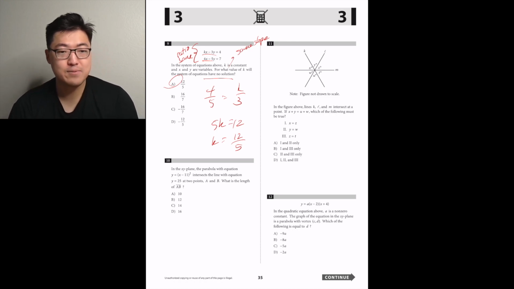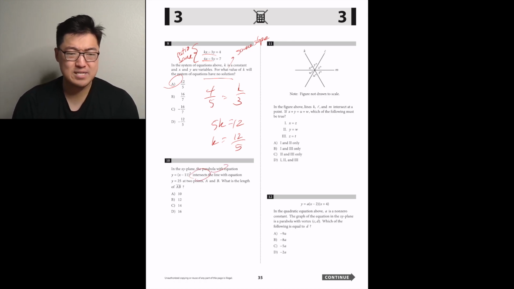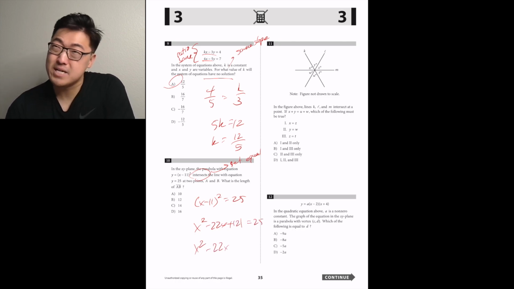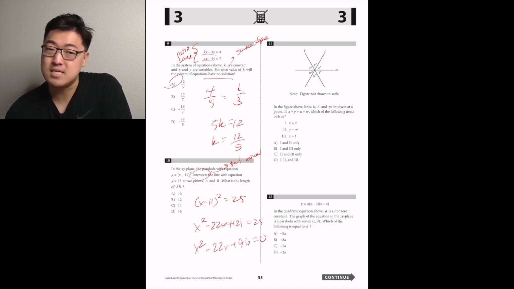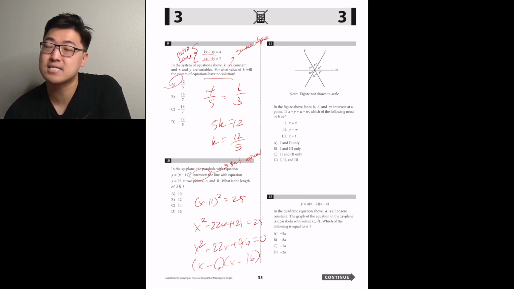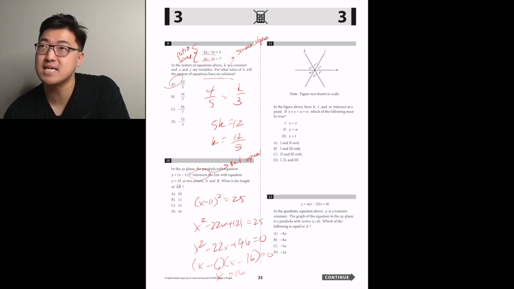In the xy plane, the parabola with equation y equals (x minus 11) squared intersects the line with equation y equals 25 at 2 points, A and B. What's the length of AB? Intersect means set them equal, so maybe expand out the left-hand one and combine it all into one quadratic. It'll turn into x squared minus 22x plus 121, it's minus 11, right? Yeah, so x squared minus 22x plus 121 is equal to 25. So 121 minus 25 is 96, so it's going to turn into x squared minus 22x plus 96.